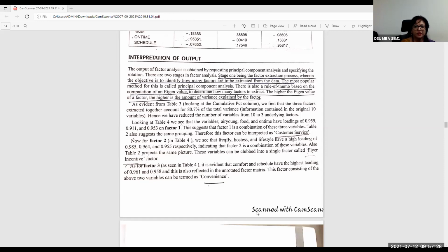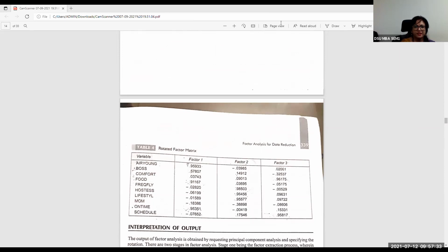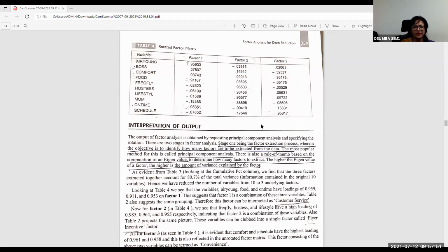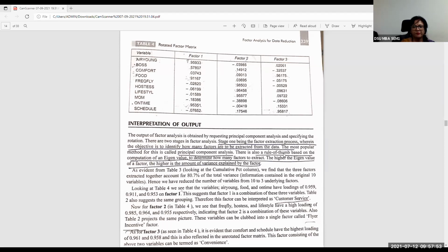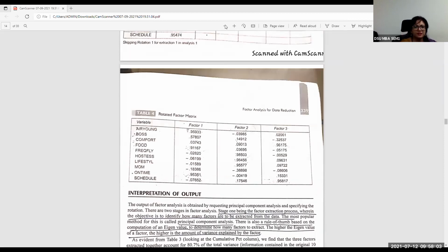What are the statements that you will use under customer service? The first factor is given here. The statements that are going to be used in that first factor are aircraft being young, boss traveling or not, and, sorry, not the comfort, it is food, right? Earlier it was factor 1, factor 2, factor 3. Now each has been given a name based on the component variables. So the first one is customer service, the second is flyer incentive, and the third is convenience. All right, so factor analysis is done.